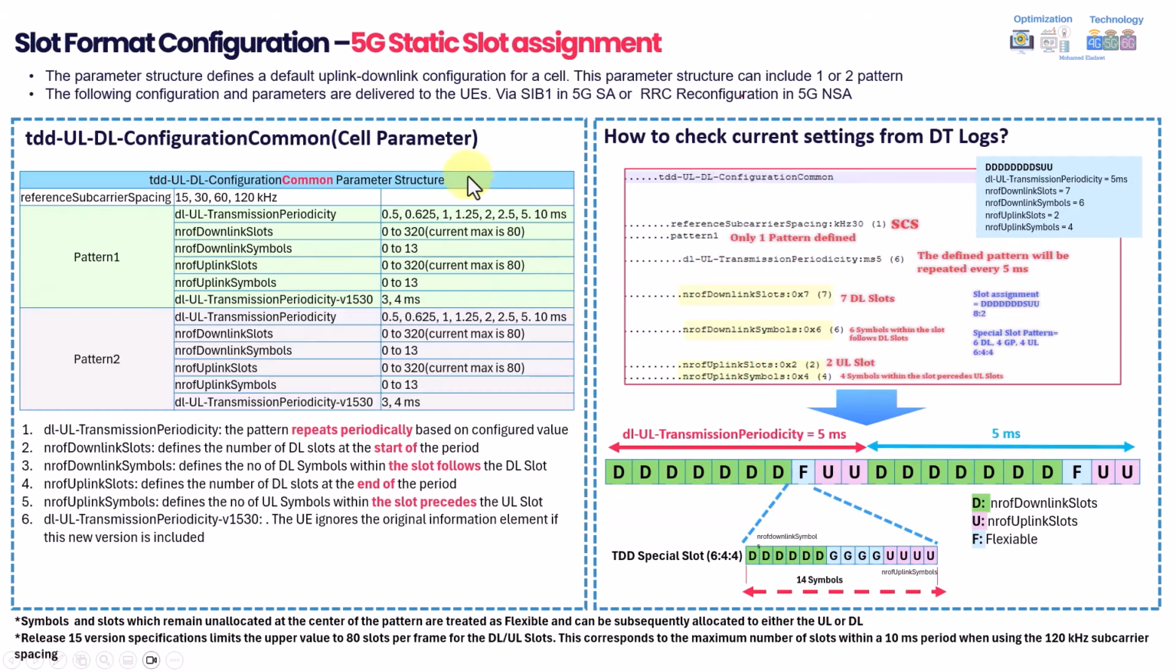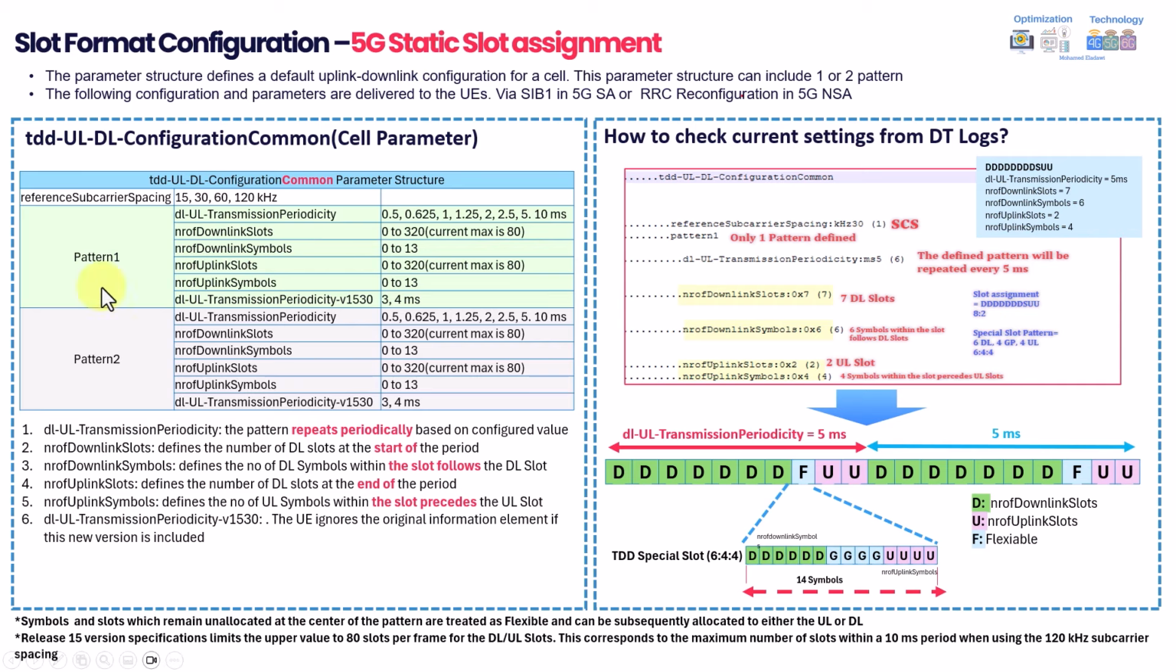This is the first type of the slot format configuration for TDD. Here, as I mentioned, it's exactly the same concept as 4G, where you give a fixed configuration. You can even assign it for all the slots which you have, and then within these slots you can have a special slot, and again you can give it some particular symbols.